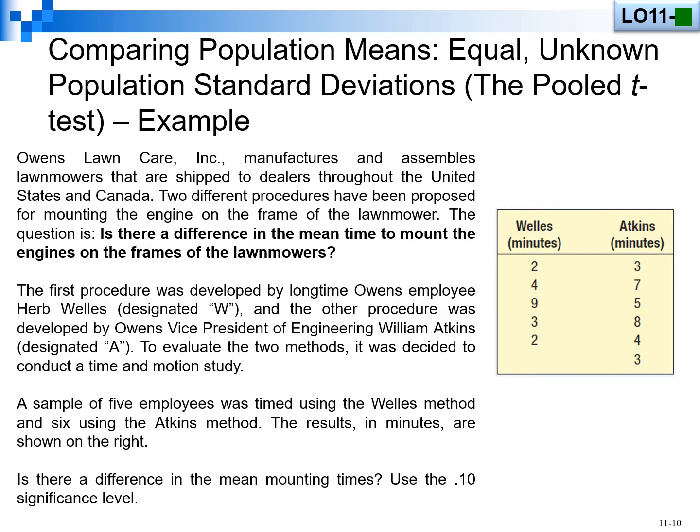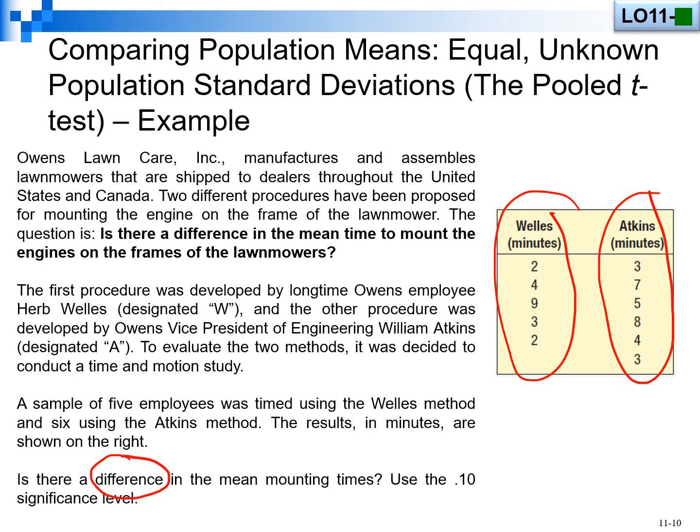So in this particular case, here's our two comparison. We're going to be comparing this particular population with this particular population. And of course, one of them is a sample of 5, and everything is in minutes. And so we're going to basically evaluate both methods. And of course, we're looking at the minutes as our comparison. And the key word to set up the hypothesis is the key word difference. Difference in the average mounting times. The significance level is going to be 0.10.